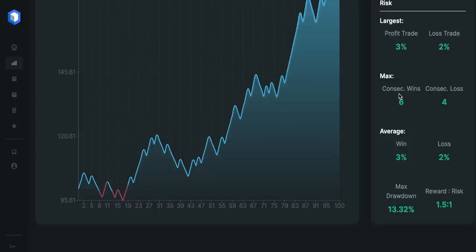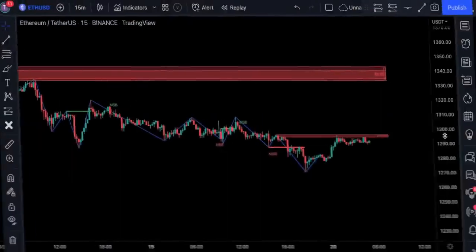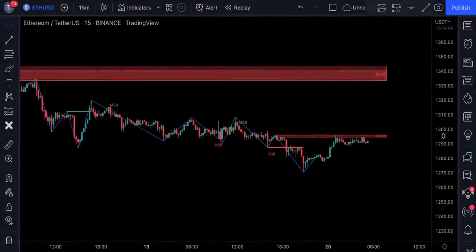I wouldn't say the strategy is bad, but it could be much better if we made some minor adjustments. So in order to improve the strategy, I will add one more entry rule that will hopefully change everything.